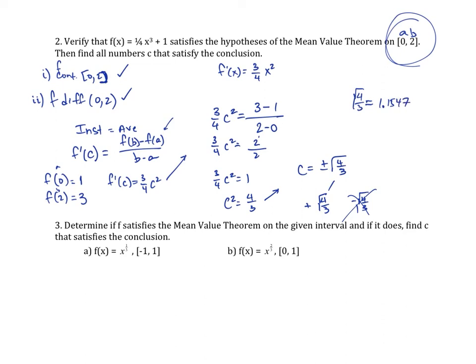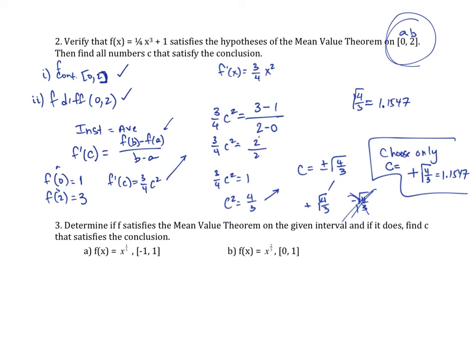Okay, so this is a negative value. It's not in the interval. So choose only the positive root, 4/3, which is 1.1547. We're only going to choose that positive one. So C equals this value.